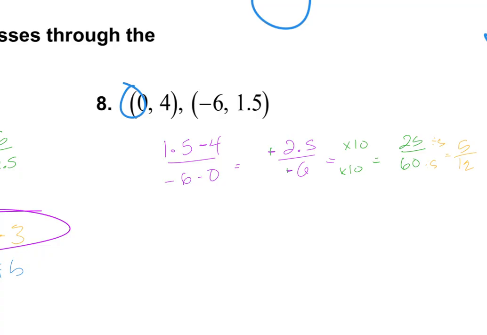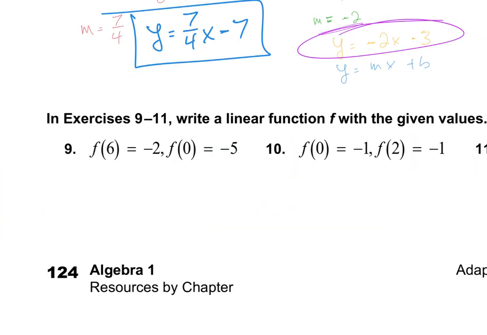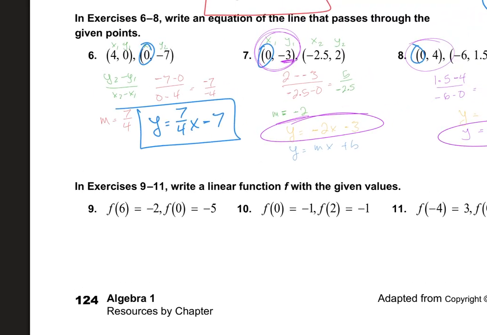I guess I could have just multiplied this by 2/2. But something that I know is when I have a decimal, like right here, I can move it a whole place by just multiplying by 10. So my equation is y equals mx plus b. Y equals 5/12 x plus 4. Why 4? That's my y-intercept. That's my answer.